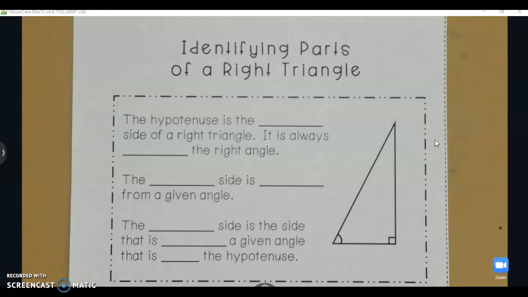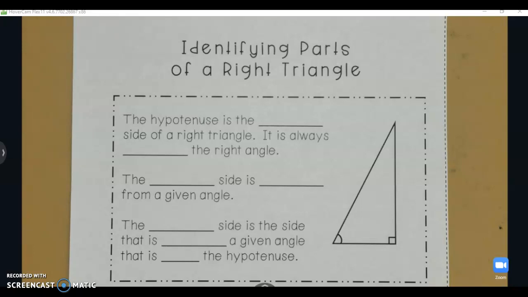This is going to be a really brief video talking about how we identify the parts of a right triangle, because this is the base skill that is really important for trig. When we get into the trig ratios, in order to correctly set them up, you need to be able to identify the different parts of our right triangle.